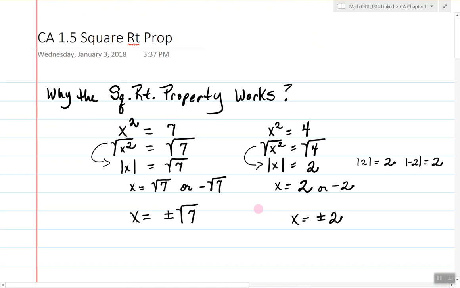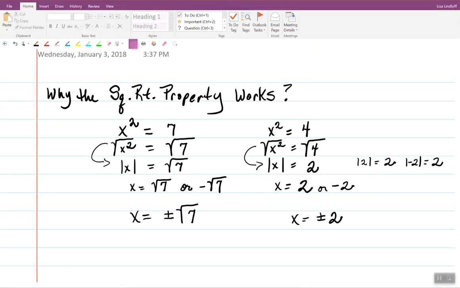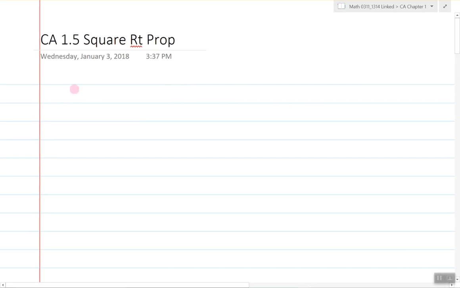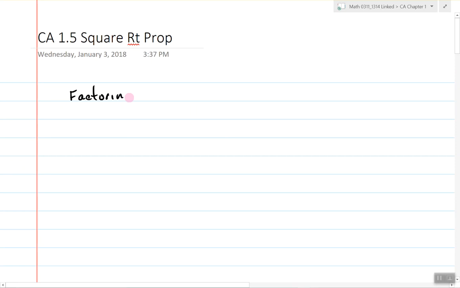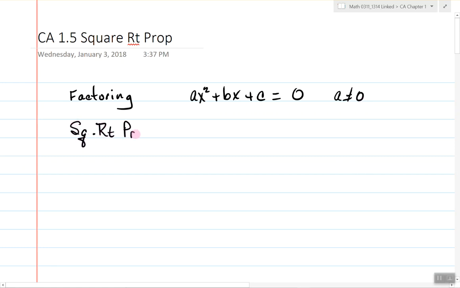When we used factoring as a technique for solving quadratic equations, we had to have ax squared plus bx plus c equals 0, and we had that little rule, a couldn't be 0. When we use the square root property, we're going to need our variable squared equal some kind of constant, or something involving our variable squared equal a constant. But the format must be a square on the left-hand side, whether it's a monomial squared or a binomial squared, and it's equal to a constant.